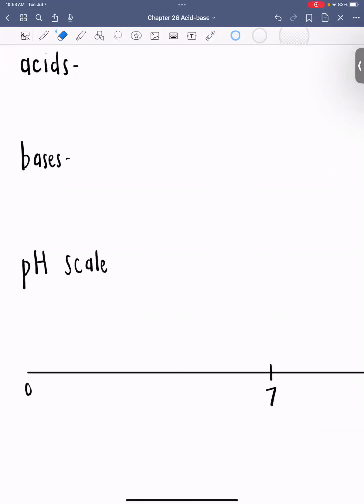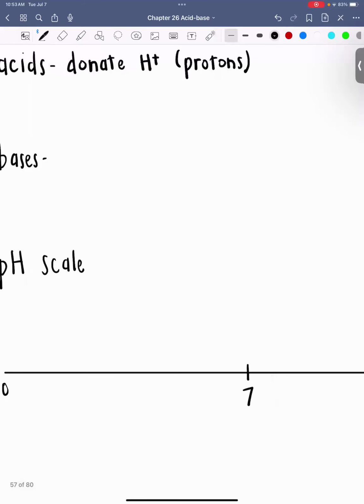First of all, acids donate hydrogen ions, which are also referred to as protons, to a solution. They donate hydrogen ions to a solution, which decreases the pH. In other words, the pH becomes more acidic.